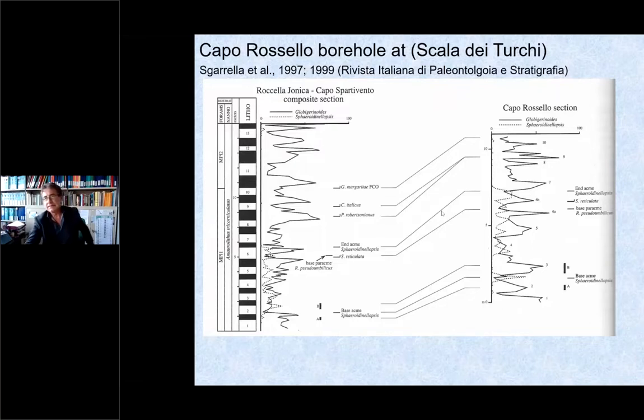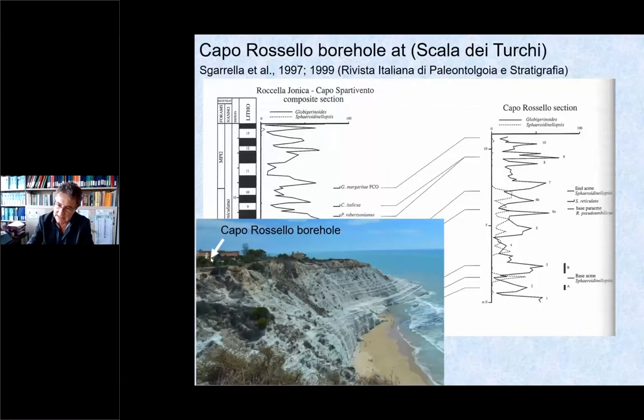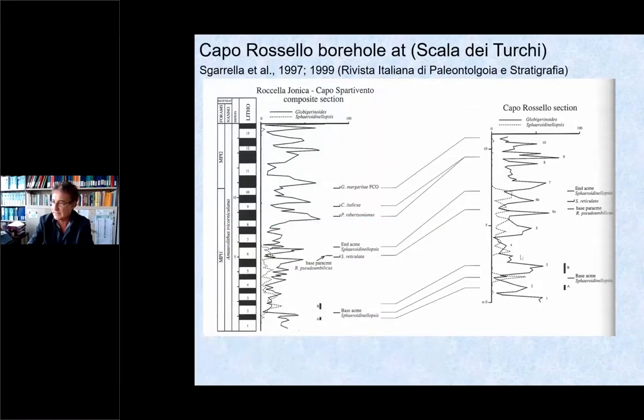In 1997-1999 we studied the Capo Rosello borehole, located just close to these buildings, where we studied the cyclicity in the Tubi, and we recognized the cyclicity also with strong fluctuations in planktic foraminifera. In particular, we used warm species like Globigerinoides. This species is typical of warm subtropical conditions, and each cycle is characterized by strong variation in abundance.